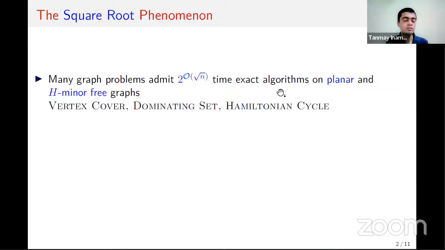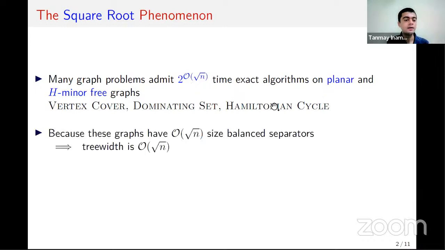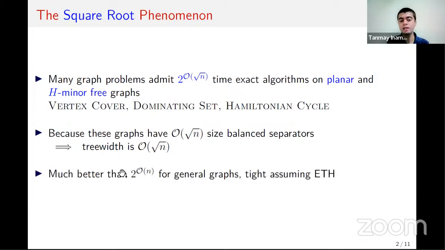It is a very well-known fact that many graph problems like vertex cover, dominating set, and Hamiltonian cycle admit sub-exponential time exact algorithms. The running time is 2 to the order square root n on planar and H-minor-free graphs. This follows from the well-known result that these graph classes admit order square root n size balanced separators, which implies in particular that the tree width of these graph classes is square root n. This type of running time is much better than the 2 to the order n running time for general graphs, and it is even tight under ETH.